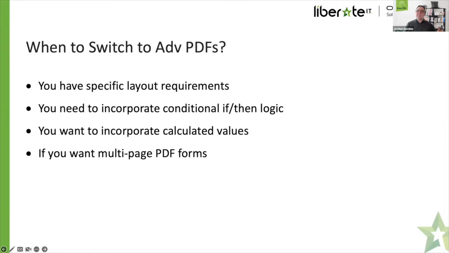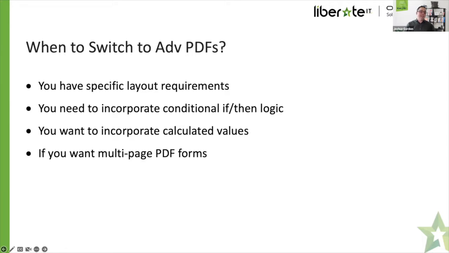So when should you consider switching to an advanced PDF if you're currently on standard? That's a question that I get asked a fair bit. The reality is there are four main areas where, because of the limitations of standard, you're going to have to switch over. The first is if you've got a specific layout requirement that standard PDFs aren't dealing with. If you want to incorporate conditional, if-then logic, like an Excel case when formula, you can use them in saved searches within NetSuite. You can use those in advanced PDFs, but only in advanced, not in standard.